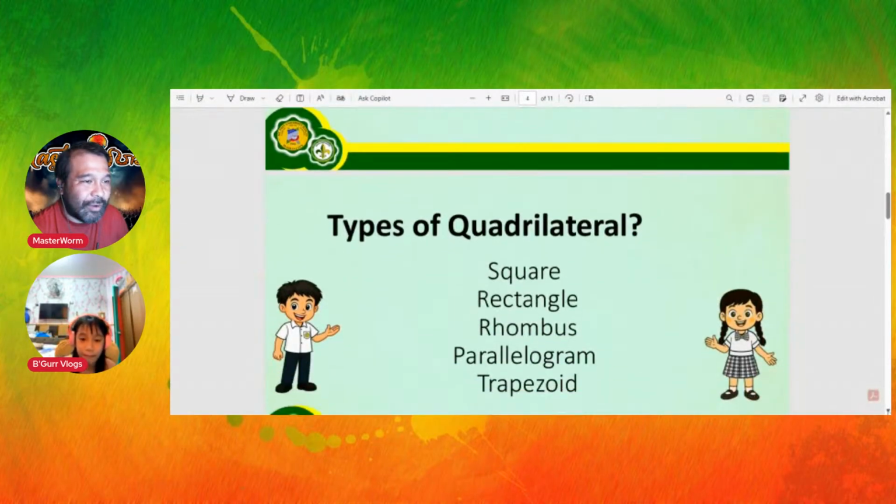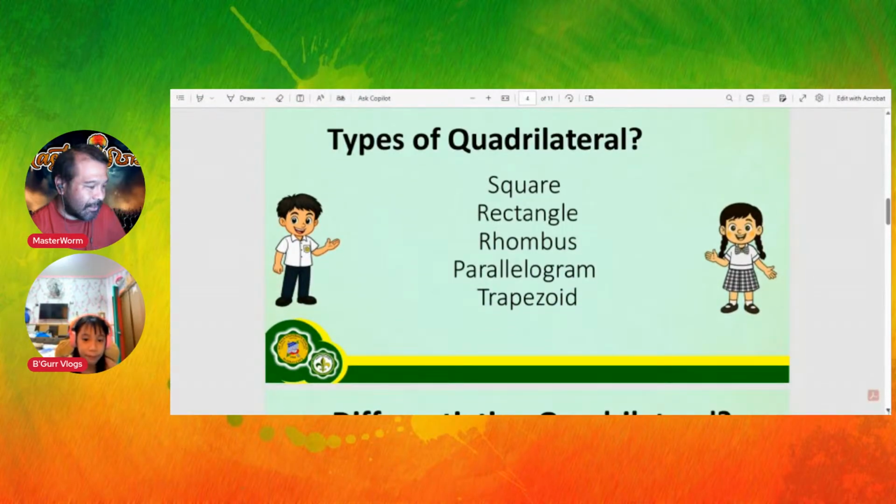So types of quadrilaterals. This is what you mentioned earlier. So it says square. Of course, a square has four sides. Rectangle, rhombus. Are you familiar with rhombus or not yet? Not yet. Okay, so you will be. And then the parallelogram. And then trapezoids. Are you familiar with trapezoids? Yes, Daddy. Okay, good job.